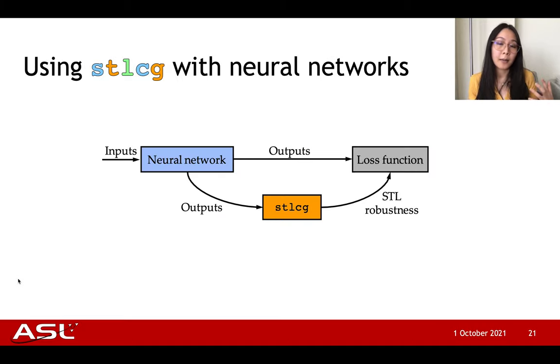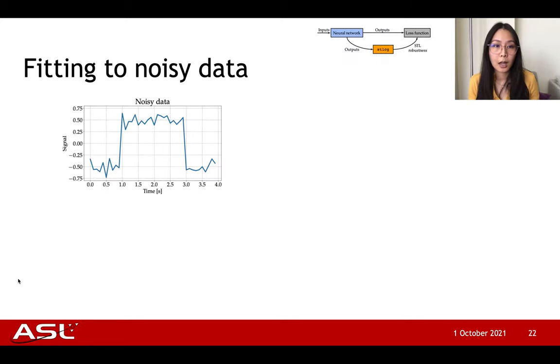Now let's take a look at some examples demonstrating how we can combine STLCG with neural networks. A very simple way is to include an STL robustness term in the loss function when training neural networks. And this is possible because we can actually now backpropagate through STL robustness formulas using STLCG. In this first example, we have a very simple supervised learning problem. The goal here is to use a neural network to fit this noisy data.